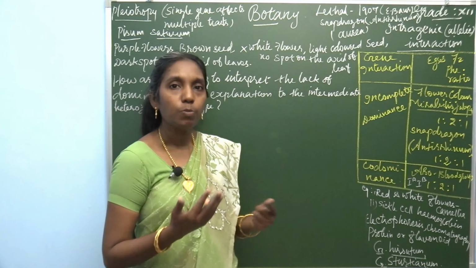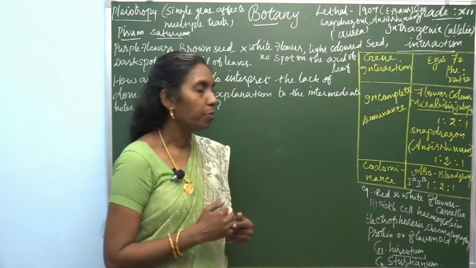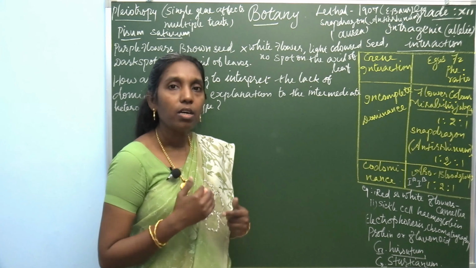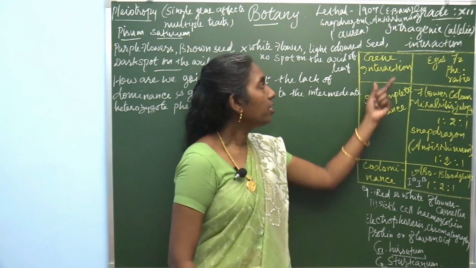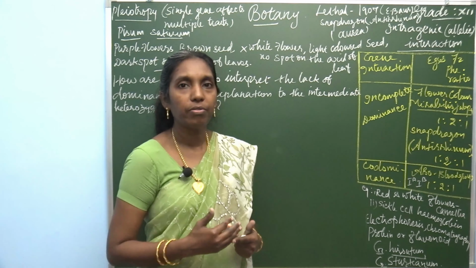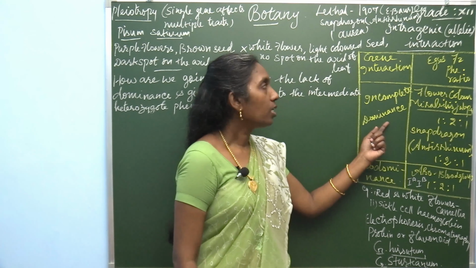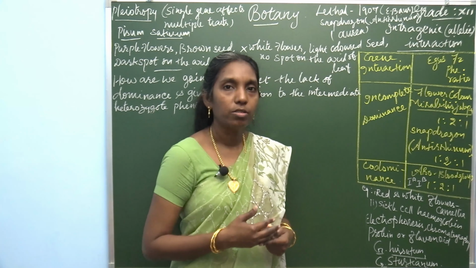In the previous class, we studied only one example, that is incomplete dominance. Now, we are going to discuss a few other examples also. Let's review what you learned under intragenic interaction. What's the other name of intragenic interaction? Allelic interaction. So, for incomplete dominance, what's the example and what is the ratio?